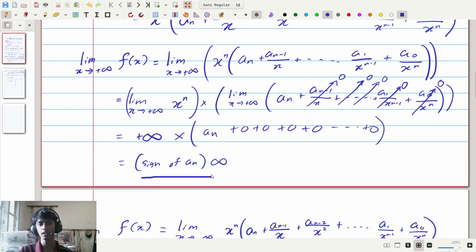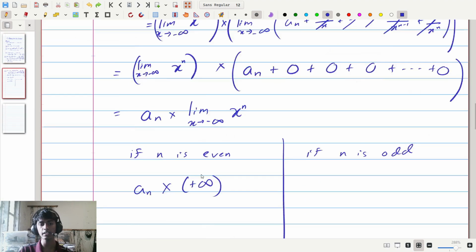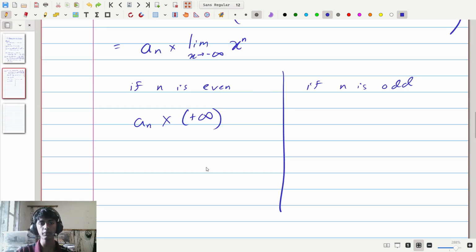And so therefore, the answer we're going to get is that the limit is going to be equal to the sign of a sub n. If a sub n is a negative value, it's going to be a negative value times positive infinity, which is negative infinity. Otherwise, if it is a positive value, it's going to be a positive value times positive infinity, which is positive infinity.